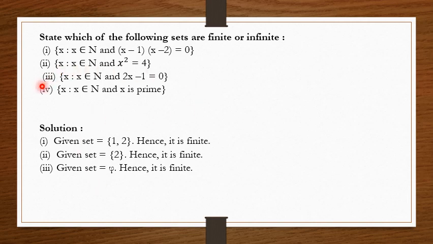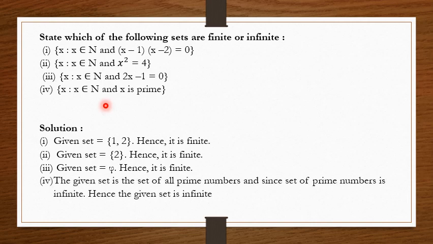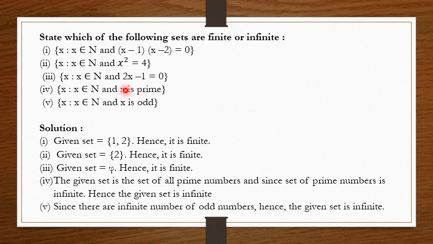What about the fourth set? The set of x such that x is a natural number and x is a prime. How many prime numbers are there in the world? Infinite numbers. And all these prime numbers are also natural numbers. So this set is an infinite set. Next, the set of x such that x is a natural number and x is odd. What are the odd natural numbers? 1, 3, 5, 7, 9, etc. Is it a finite set? No, infinite. So the last set is also an infinite set.